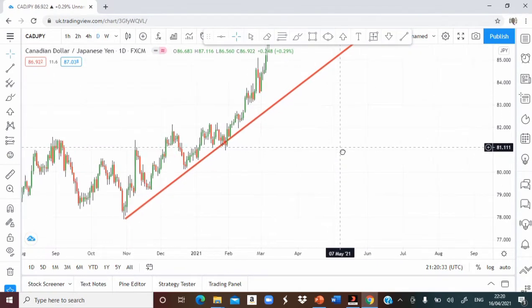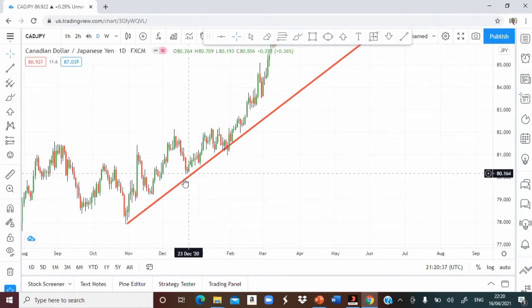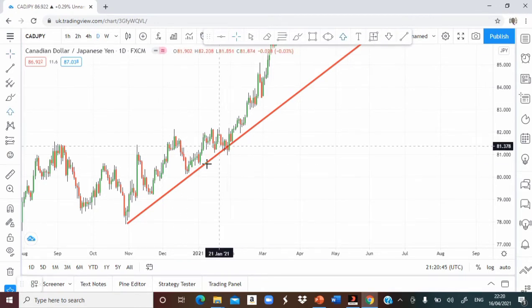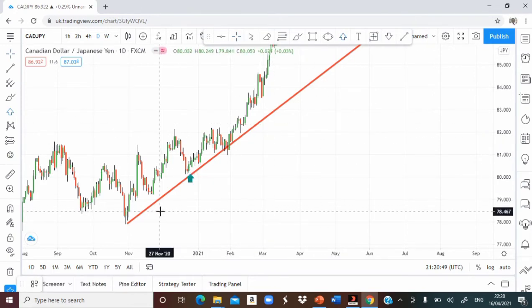Now, once you see this connection, this is the first touch. This is a near touch, but this is a valid touch for a trending market. This is a valid touch.